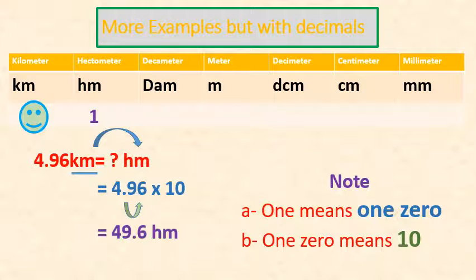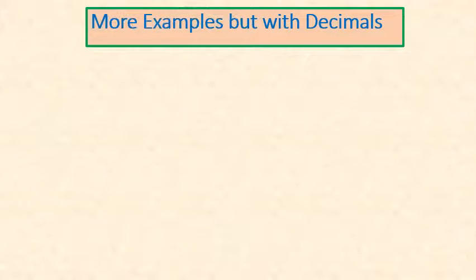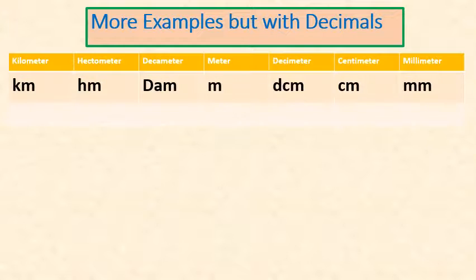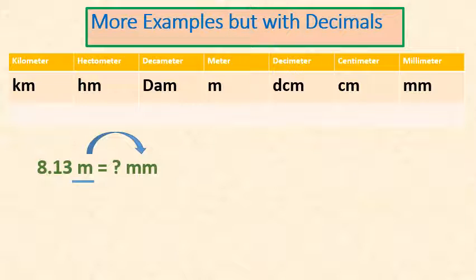So the answer would be 49.6 hectometers. Again, more examples, and again with decimals. This is the table. The question is 8.13 meters equals how much in millimeters? Again, we are in meters. Where are we going? To millimeters. Put a smiling face in meters and let's start counting.